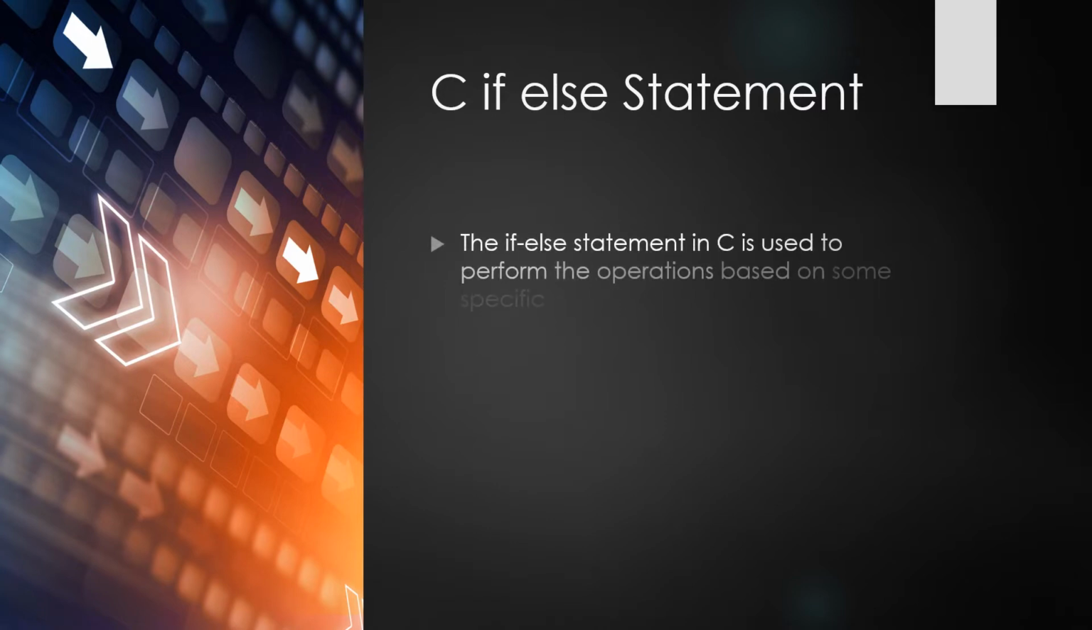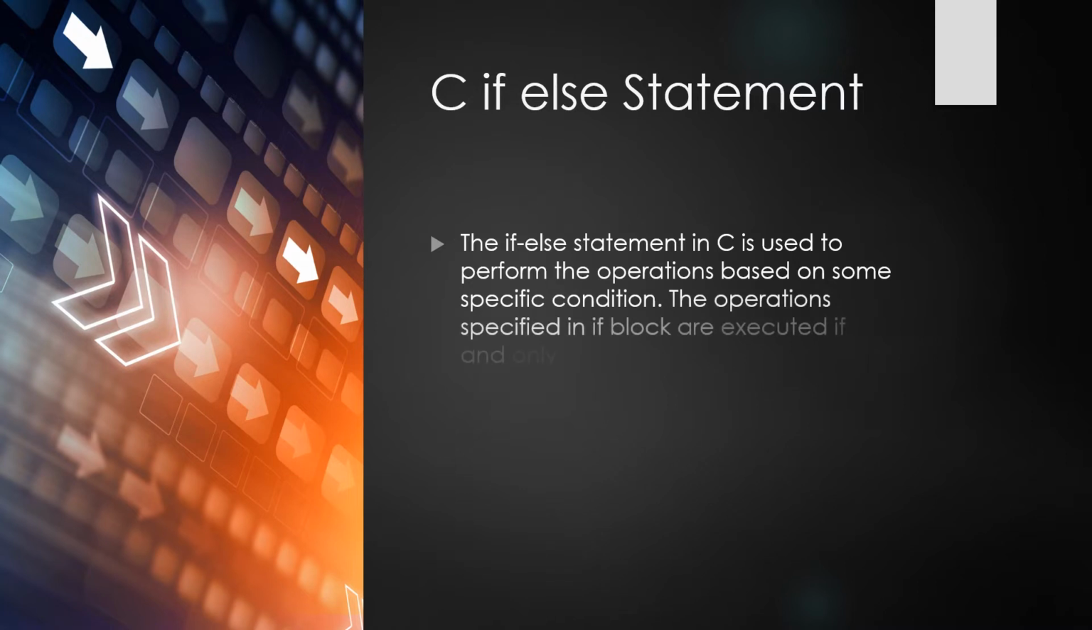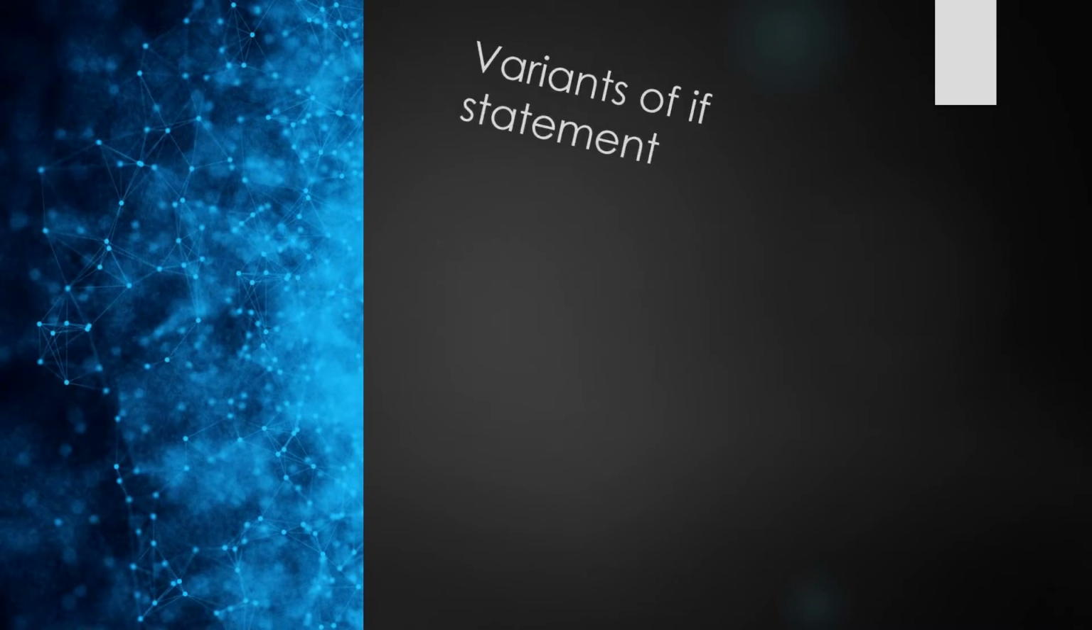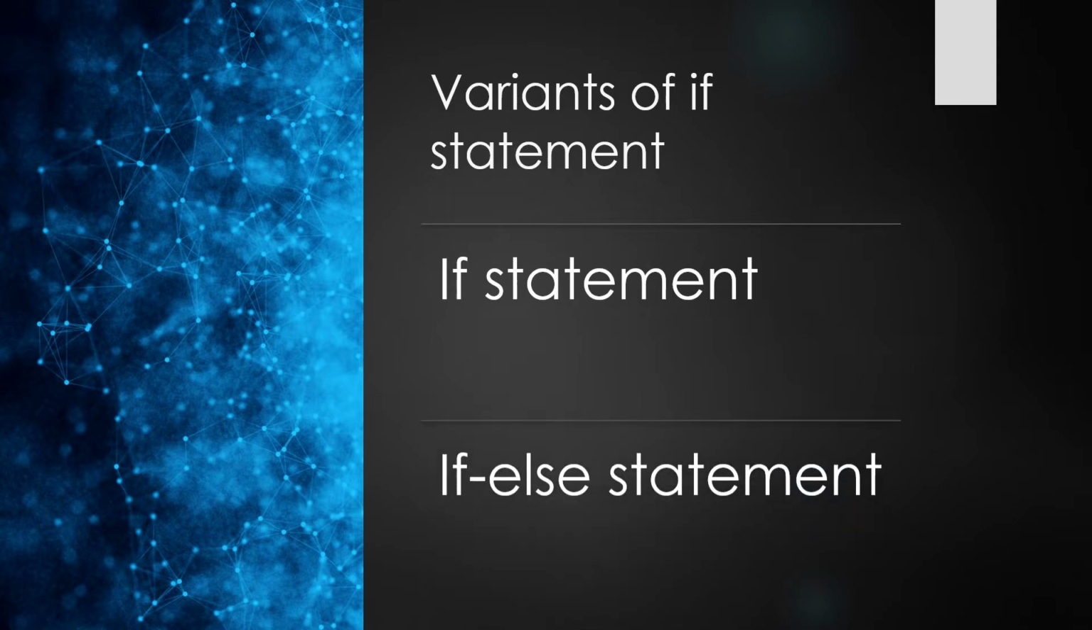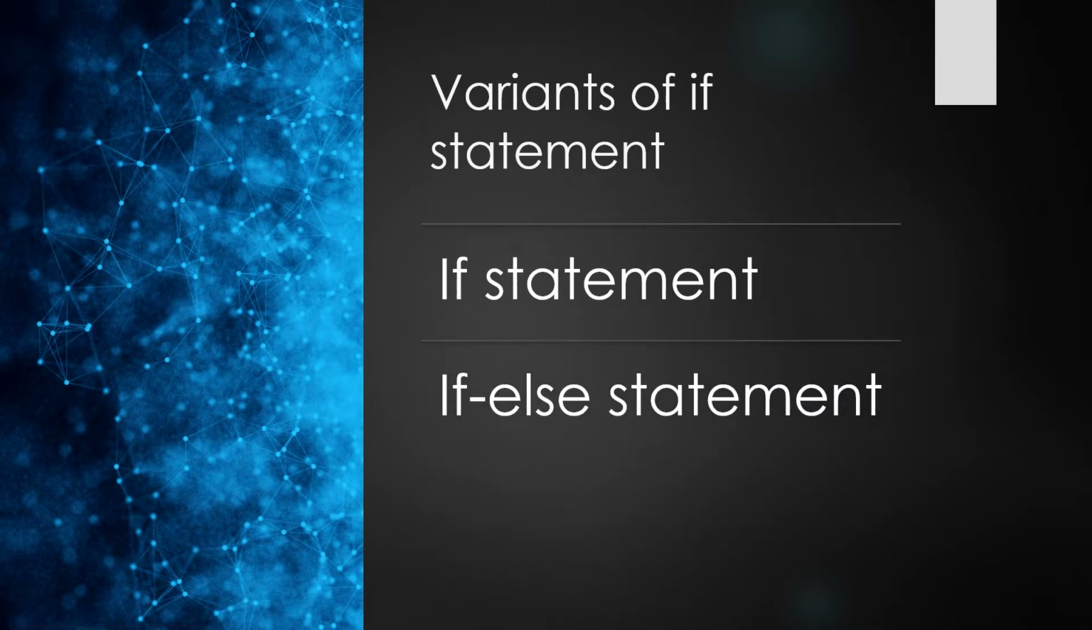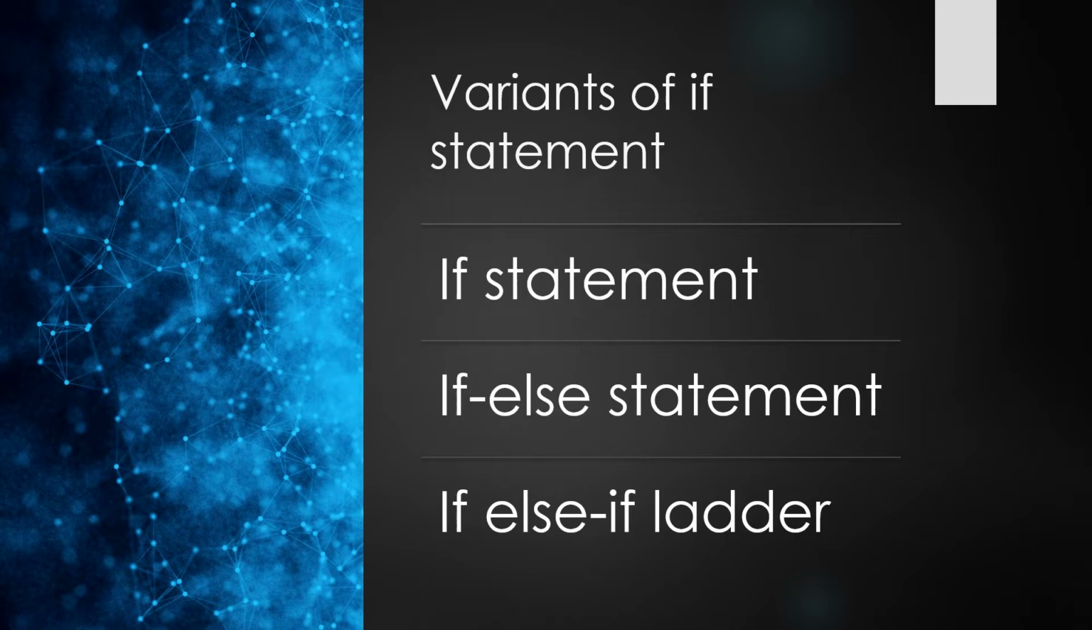The if-else statement in C is used to perform the operations based on some specific condition. The operations specified in if block are executed if and only if the given condition is true. Variants of if statement: if statement, if else statement, and if else if ladder statement.